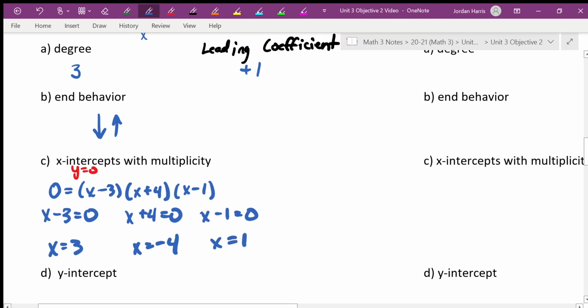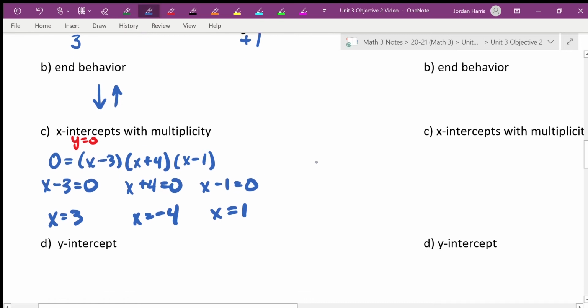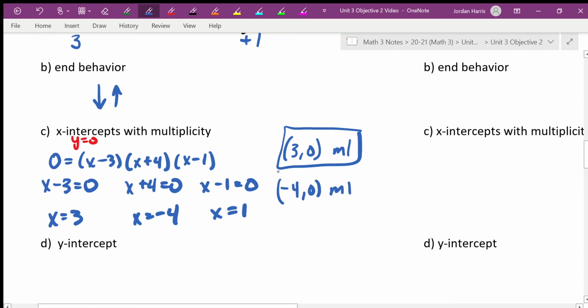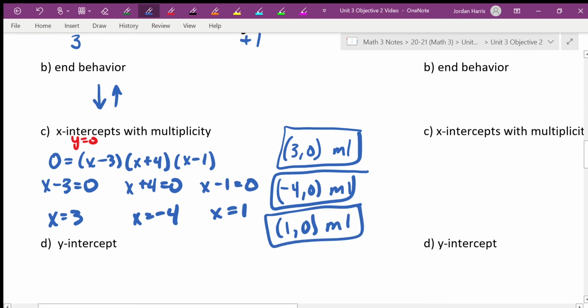Okay. With multiplicity, so we got to take into account each one only occurs once, so each one has a multiplicity of 1. And remember, these are points. X-intercepts are points. So 3, 0 with a multiplicity of 1. That's my first answer. Negative 4, 0, also with a multiplicity of 1. And positive 1, 0, also with a multiplicity of 1.